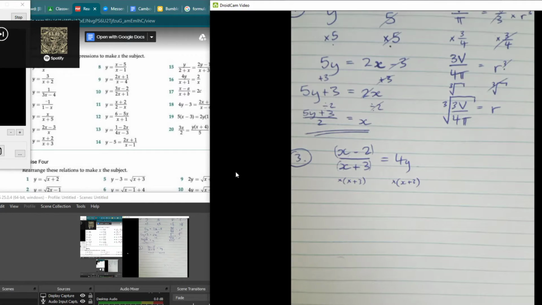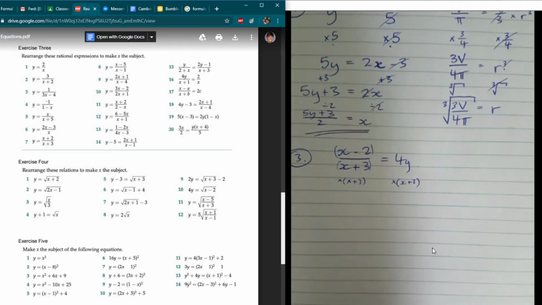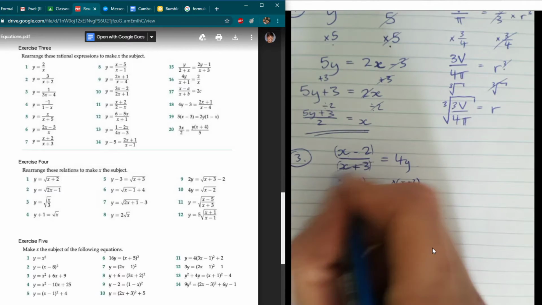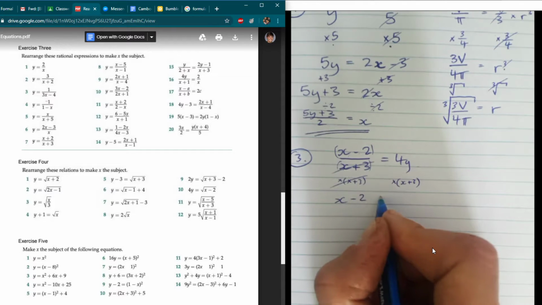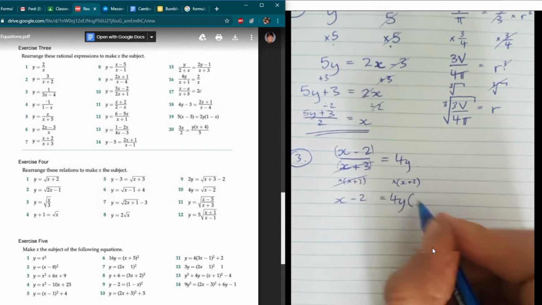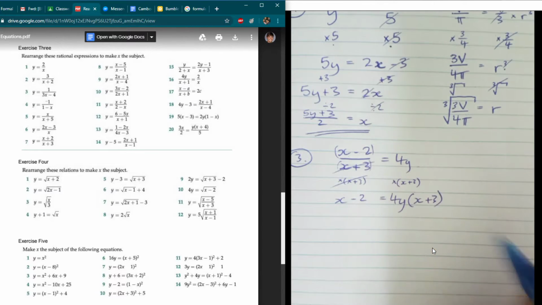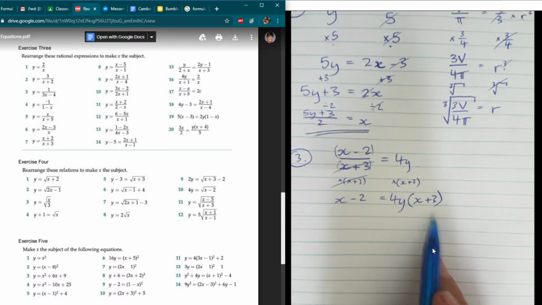Dang it. Okay. We know that if we've got x plus 3 as our denominator, we can just multiply by x plus 3 and that will get rid of it. So that cancels with that. We've just got x minus 2 left on the left-hand side, but we've now brought an x over to the right-hand side. So let's expand this out first and then see what we can do.